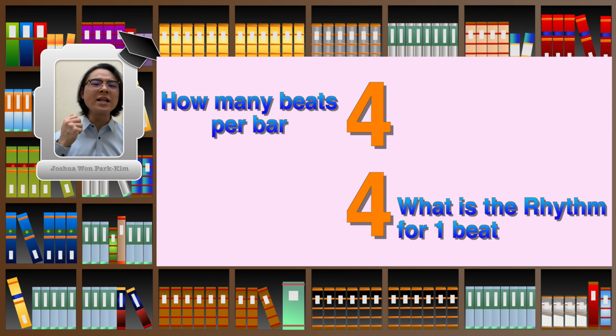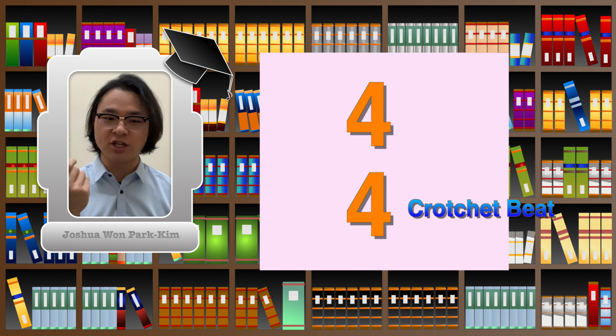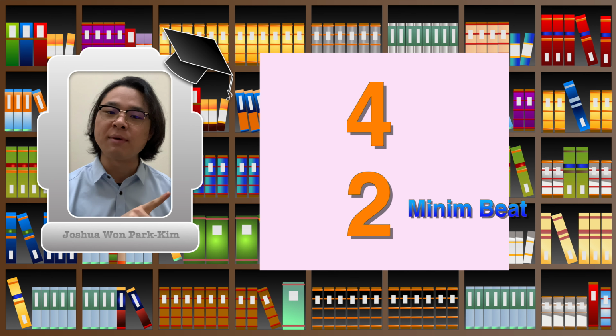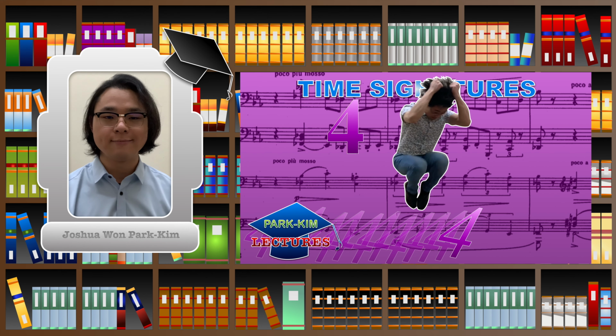As I said in the 6th lecture, time signature has 2 numbers. One at the top and one at the bottom. The top number tells you how many beats are there in a bar, but the bottom number tells you what kind of a rhythm is one beat. For example, if it's the number 4 below it, it's a crochet beat. And if the bottom number is 2, it's a minim beat. And if the bottom number is number 8, it's a quaver beat. If you don't understand why, you have to seriously watch the 6th lecture.